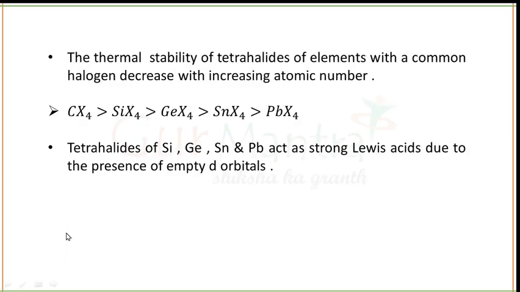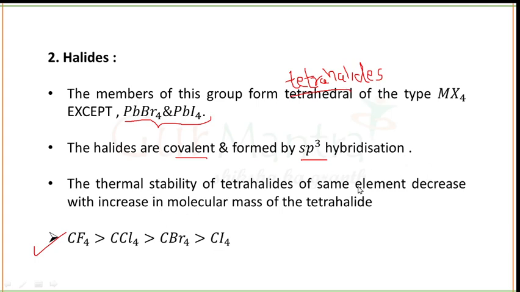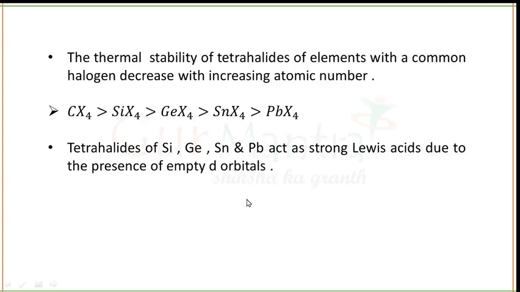Next point is the thermal stability of tetrahalides of elements with a common halogen decreases with increasing atomic number. Here, as you can see, we are talking about atomic number, but in that case we were talking about atomic mass or the molecular mass. Tetrahalides of silicon, germanium, tin and lead act as strong Lewis acids. Why are these behaving as strong Lewis acids? Because they have empty d orbitals. That's why silicon, germanium, tin and lead are strong Lewis acids.